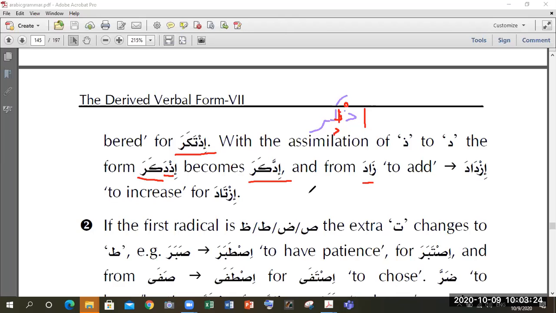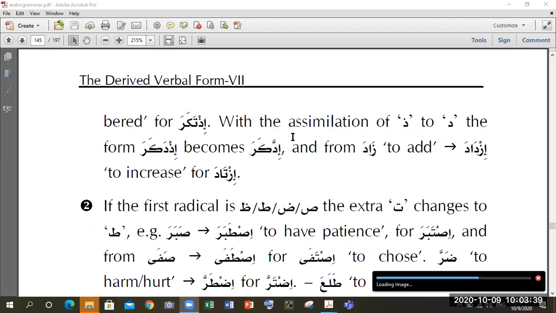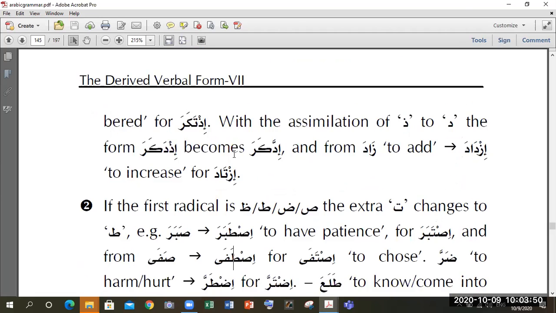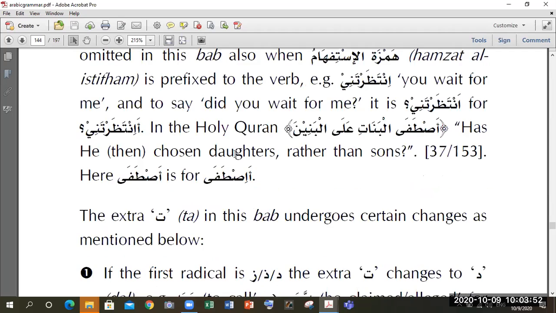So is dada, so is dada. That ta is already changed into dal, so it becomes is dada, right? Anyhow, they are rarely used in the Holy Quran, a little bit here and there, maybe once, twice, thrice it has come. Istabara is another example. Now the first rule was this one.